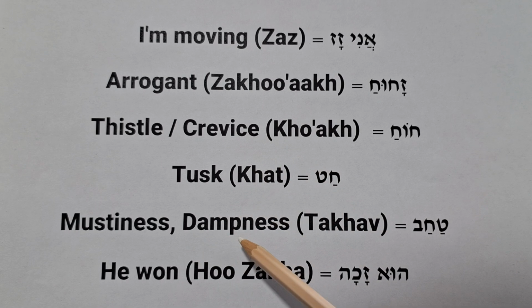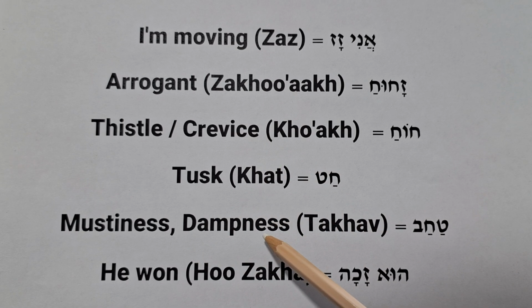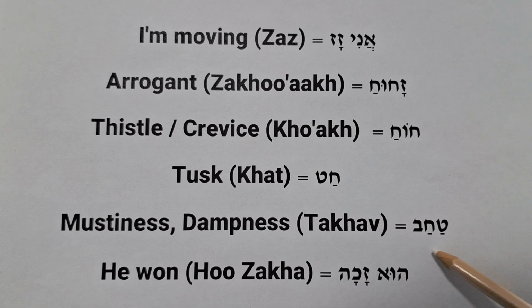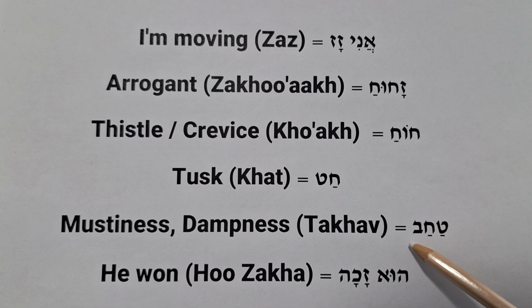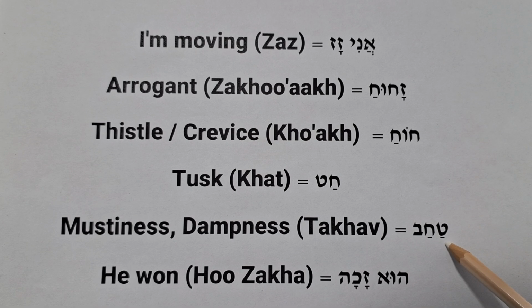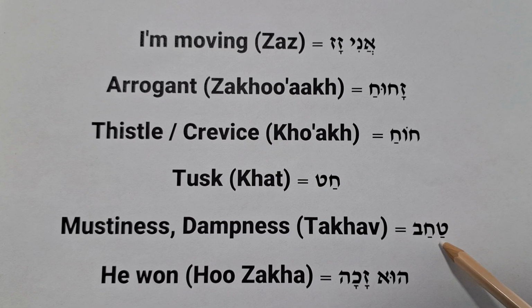And mustiness or dampness, this green thing, like moistened, that is Takhav. Bet, we learned this because Alef, Bet, Gimel, Dalet, right? So in the past, we learned this. And this is Tet, and this is Chet. Takhav.